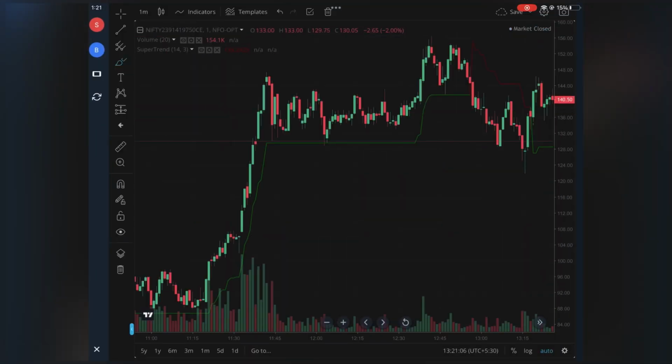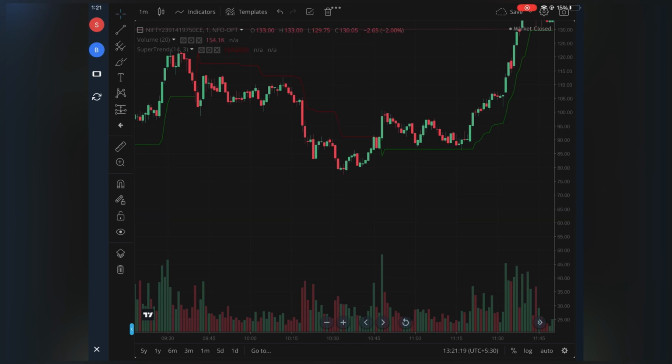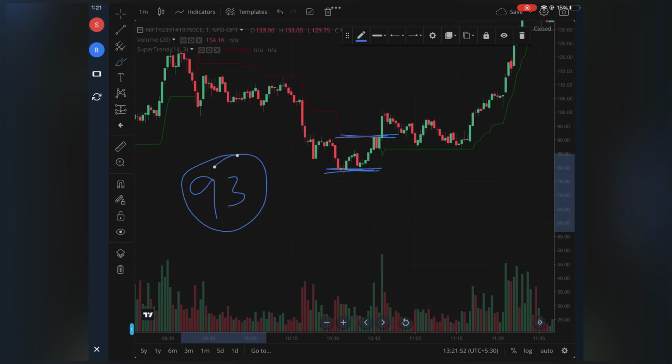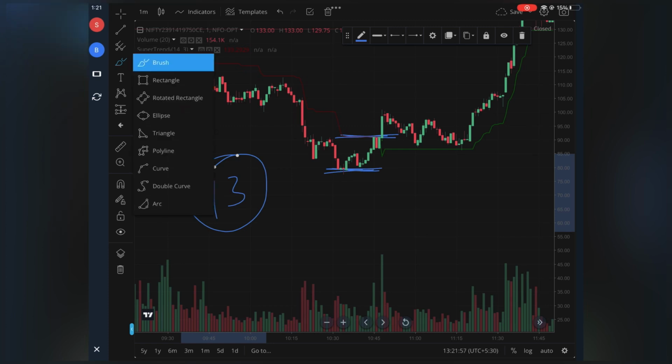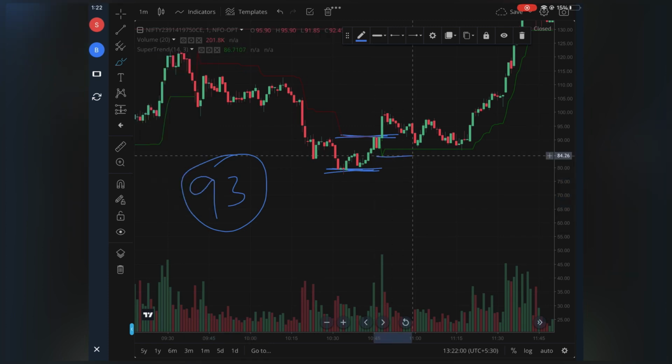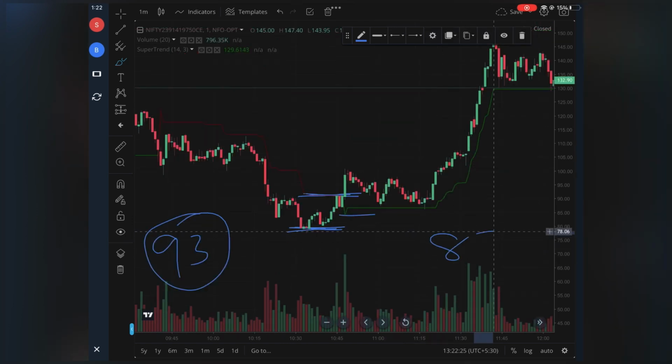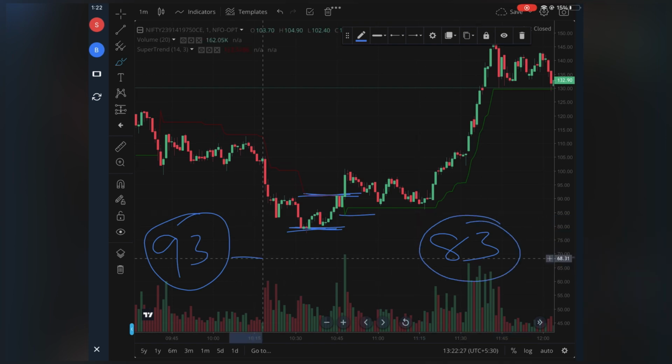select the 19750 call option chart, and here you can see when the signal was generated, the price was around this level. Again our entry should be the red line. Okay, so 93 is our entry level, and the green line becomes our stop loss. So let's mark the stop loss also. Here it is around 83, 82. Okay, so 93 is the entry and 83 is our stop loss.